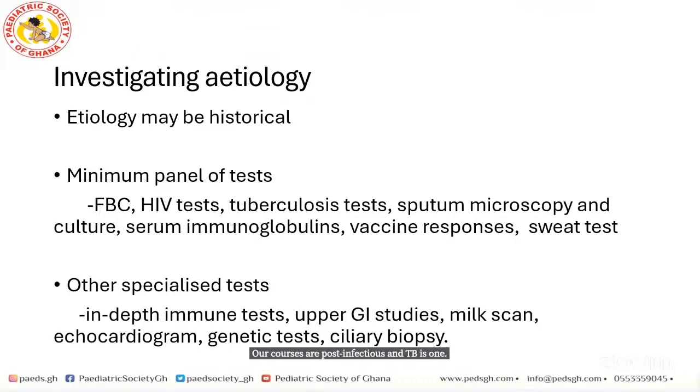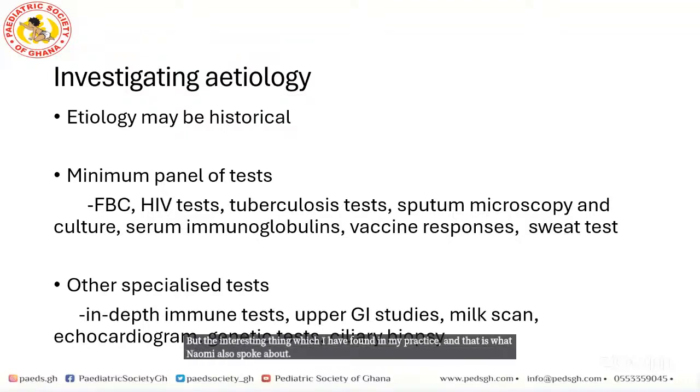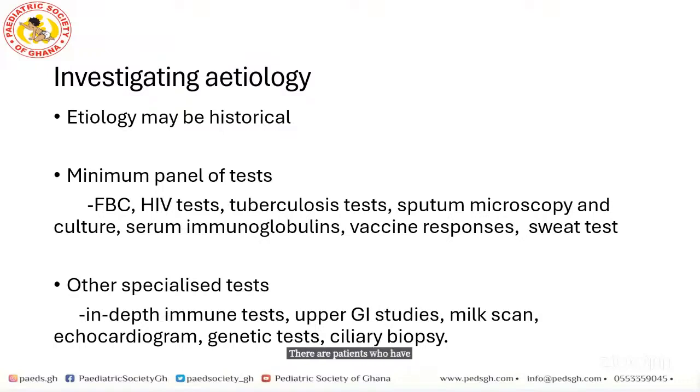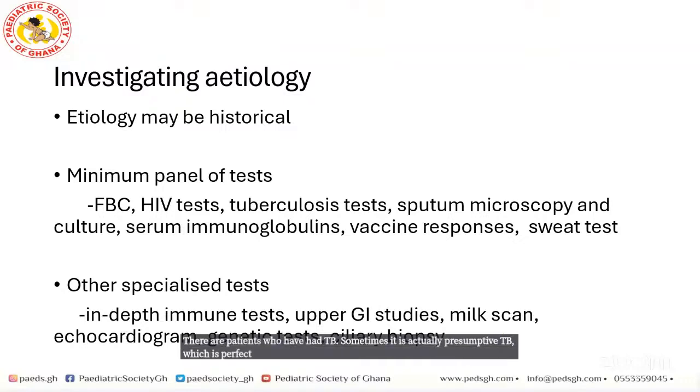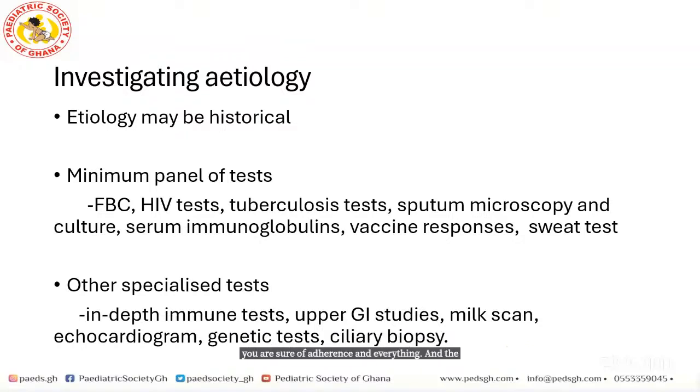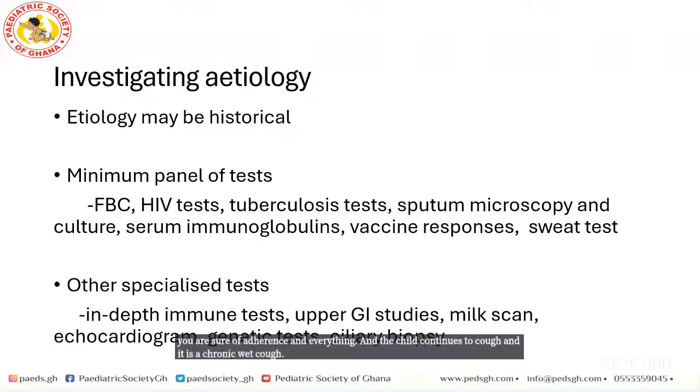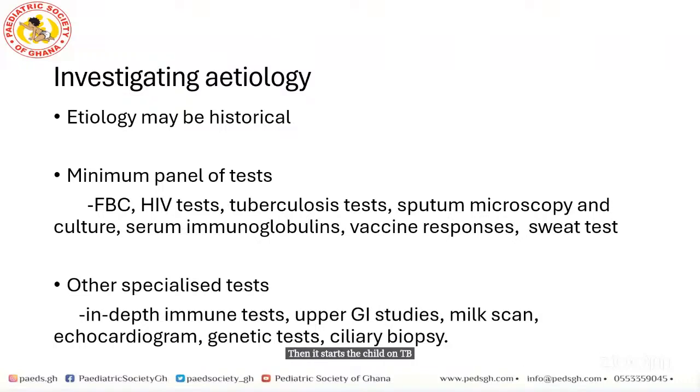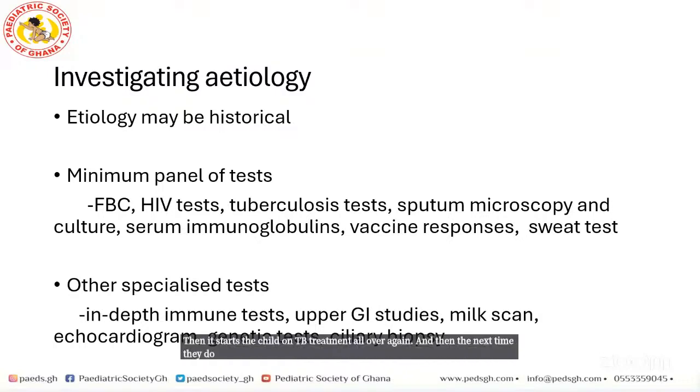But the interesting thing, which I have found in my practice, and that is what Naomi also spoke about, there are patients who have had TB. Sometimes it is actually presumptive TB, which is perfect. It's okay, because we know it's difficult to diagnose TB in children. Okay, not that we should just be putting everybody on TB medication, but sometimes it will just be presumptive TB. And this child has been treated, you are sure of adherence and everything, and the child continues to cough, and it is a chronic wet cough. Then they start the child on TB treatment all over again. And then the next time they do the TB test, the TB test is negative, and they start the child on TB treatment all over again.